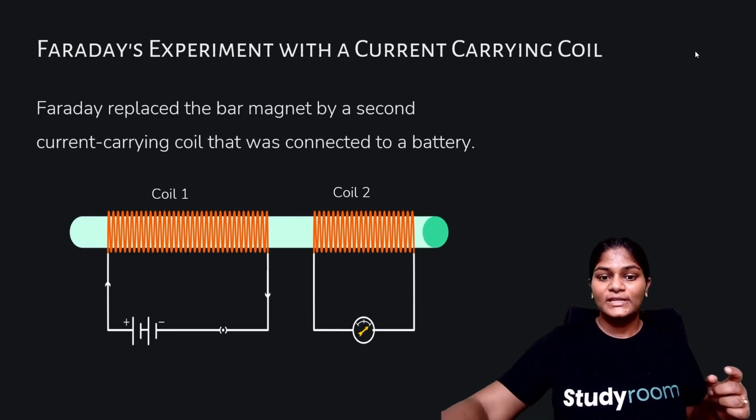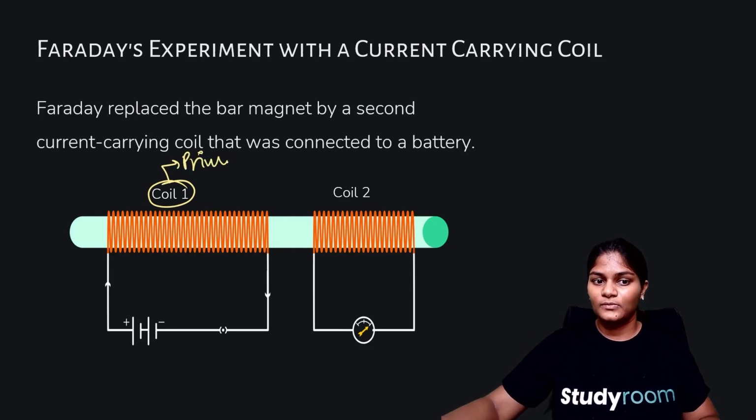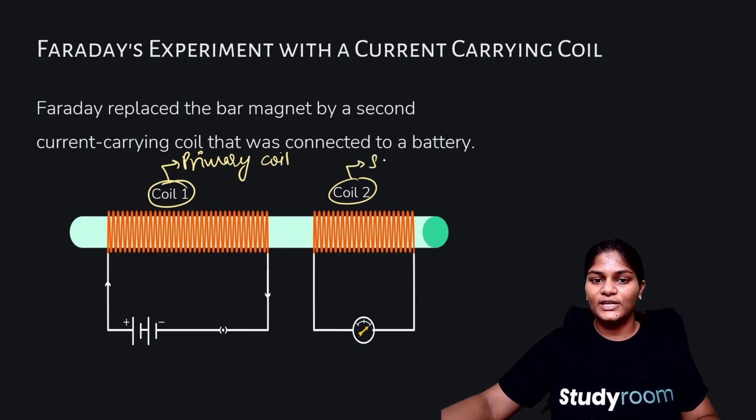What is the change? The change is this coil 1. This is known as the primary coil. Okay, and this coil 2 is known as the secondary coil.